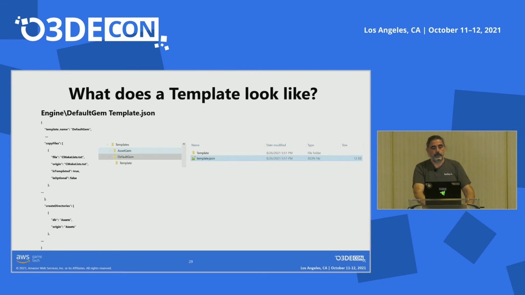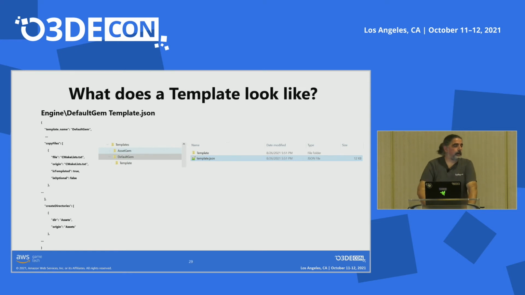All right, so what does this template look like? Well, templates are defined by any folder that has a template JSON. So a template is basically just a JSON that has a name, and then it has two main sections, which are basically copy files and create directories. So basically this is the manifest of all of the files and folders in that folder that the template was created from. If we see it has file, it has a name, it has an origin, which is going to become important to us later when we talk about restricted platforms, and whether this file is templated or not.